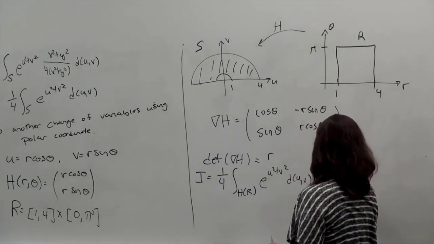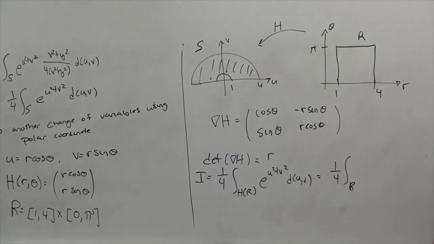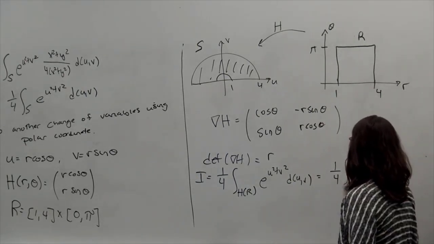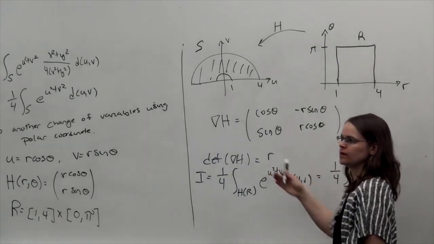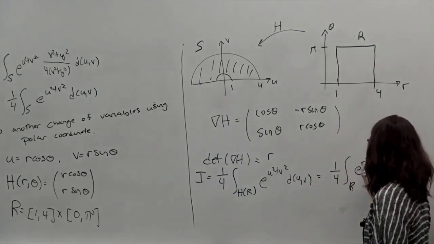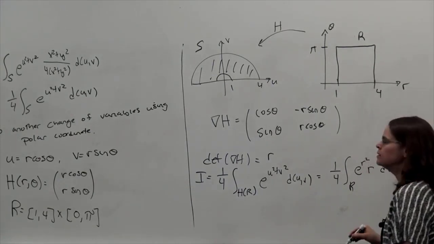Okay, so let's change our variables. We're going to integrate over r. u squared plus v squared is r squared. We need to include this determinant of the Jacobian, which is in the correct variables. So we did the correct Jacobian. Okay, and then dr d theta.